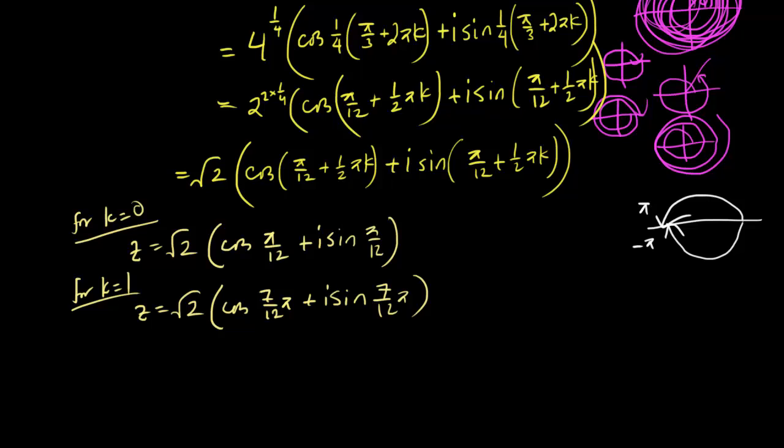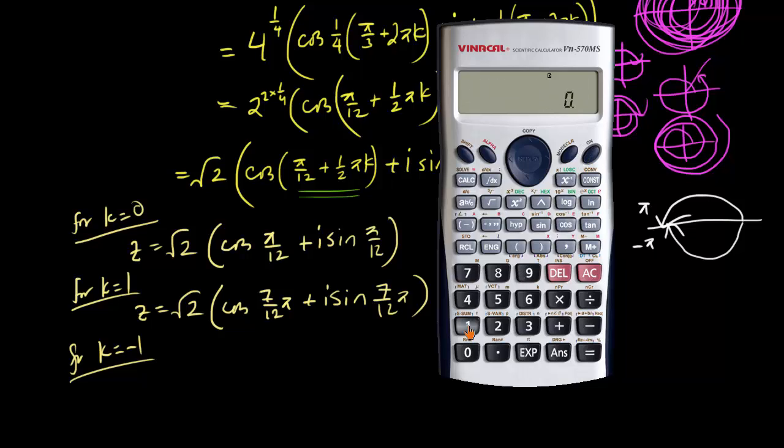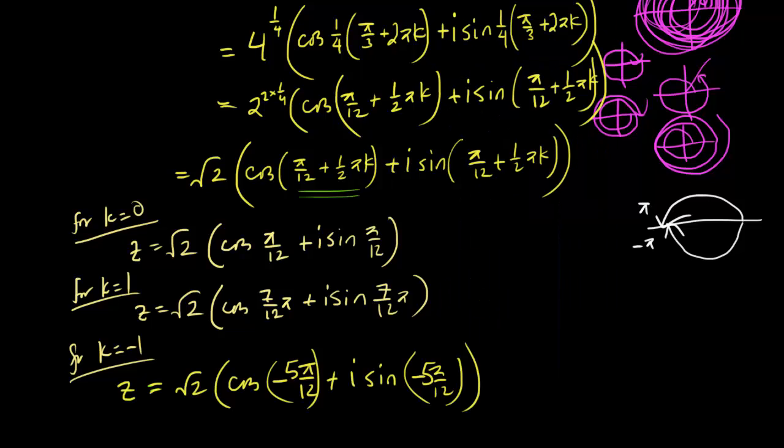So let's take k equals minus 1. If we take k equals minus 1 over here, what would happen? We will have pi by 12 minus half pi. So let's check what that turns out to be. So pi by 12 meaning 1 by 12 minus half pi meaning half. So it is minus 5 by 12. So when we put the value of k equals minus 1, we get minus 5 pi by 12. So z equals square root of 2 cos minus 5 pi by 12 plus i sine minus 5 pi by 12.